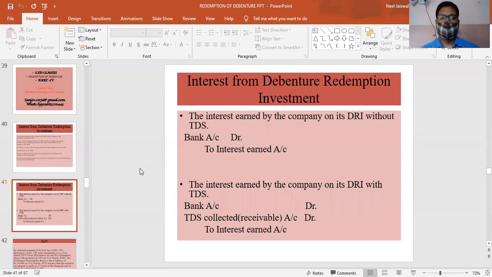If there is no TDS, then the journal entry will be bank to interest earned. And if there is TDS, then the journal entry in the books of the company will be bank account debit, that is the balance is increasing, TDS, which the bank has deducted, to interest earned. Interest earned amount is the same in both cases. If there is no TDS, then the bank account will be the same as interest earned. If there is TDS, whatever percentage on the interest the TDS will be, that will be deducted from interest.